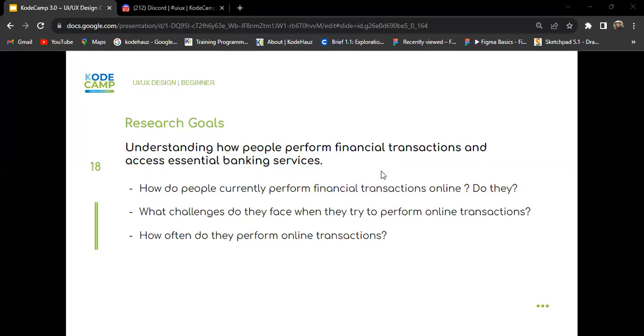How often do they even perform these financial online transactions? Okay, remember that we're trying to understand how people perform financial transactions. So you also need to know that your questions need to be in line, because if you ask the wrong questions, you're going to get the wrong answers, right?